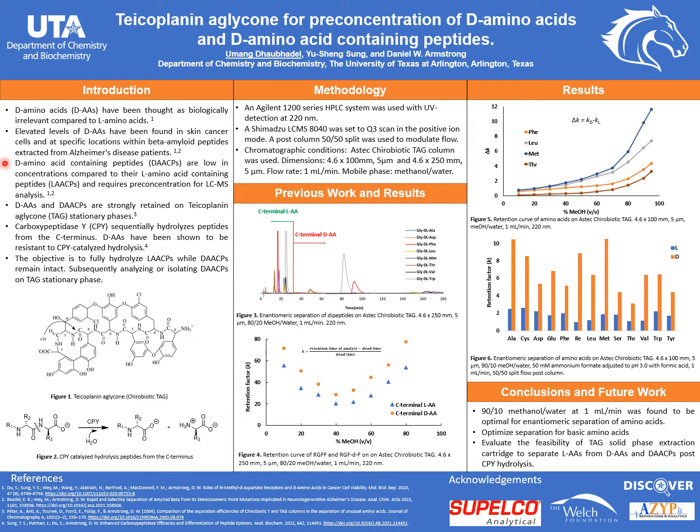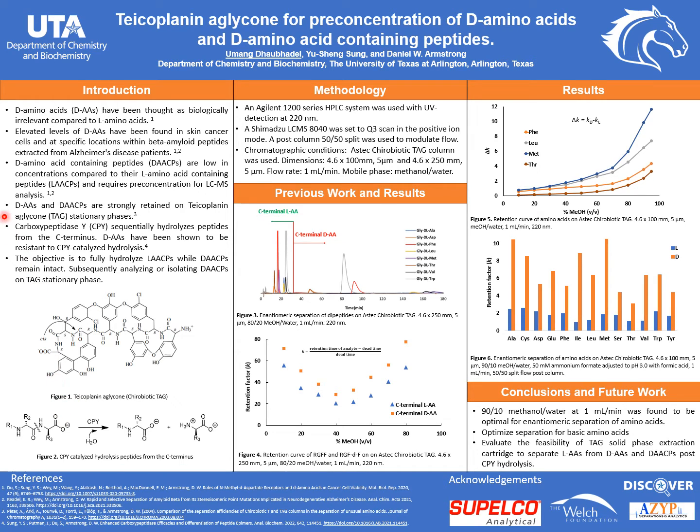With any chromatographic separation, there is a stationary phase and a mobile phase. Compounds are separated based on their affinity to the stationary phase or the mobile phase. A column is packed with the stationary phase, and the mobile phase along with the analyte is passed through the column to achieve separation. The stationary phase that we will use in this project is teicoplanin and A-glycone, also known as TAG. The structure is shown in figure 1 over here.